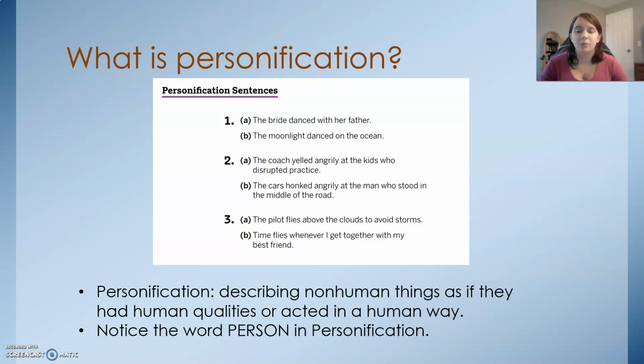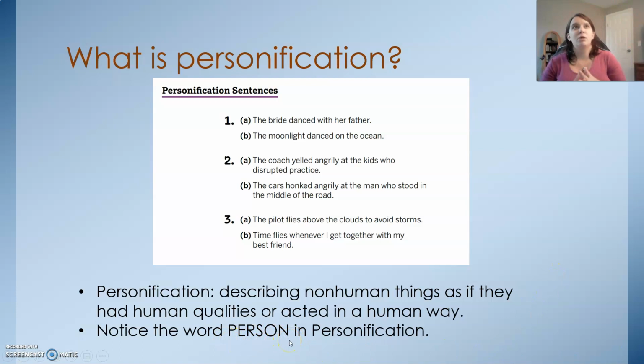Now, number 3 says the pilot flies above the clouds to avoid storms. Again, it has a human act in it, and it's got a human in it, so that one is not personification. But B says time flies whenever I get together with my best friend. If I were to look out the window right now, I'm not going to see time just fluttering away. So the non-human thing here is time, and the human action that's taking place is that it's flying.